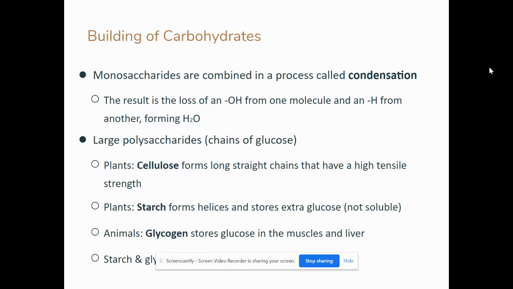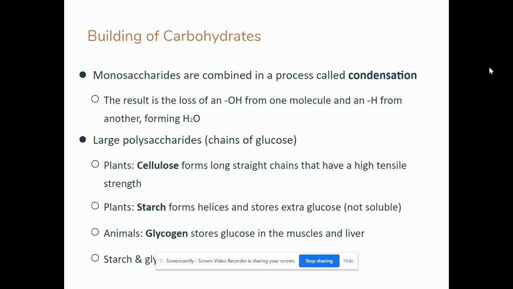Okay, this is the part that's a little bit confusing, but not too bad, we'll see. Monosaccharides are combined to form disaccharides in a process called condensation. So if you think of condensation like in your bathroom mirror when you take a shower, that's when water forms on top of the mirror. So when you join two monosaccharides, you lose an OH group from one molecule and an H from another. So it forms water, and that water is removed from the sugar.